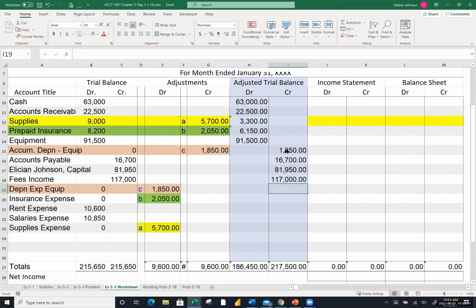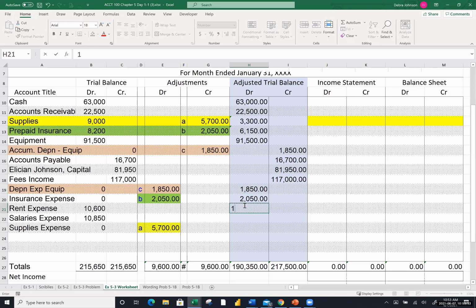Any questions on the blue adjusted trial balance? We're about half done. All right, a lot of these expenses change, so be careful. We want to look line item by line item. Depreciation started off with 0 and we increased it to 1,850. We know that all expenses have debit balances. Insurance expense started at 0 and went up by 2,050.